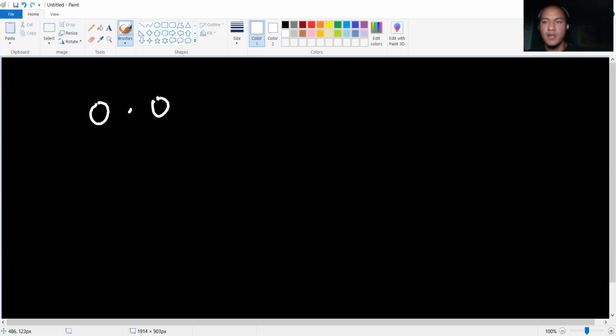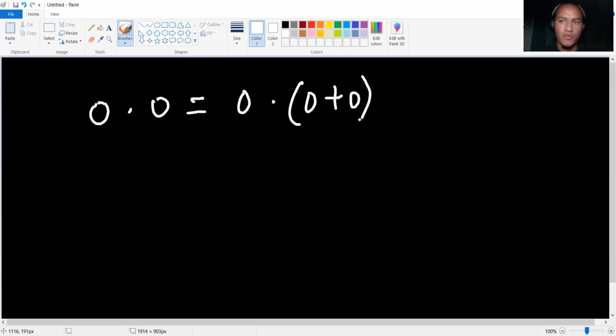The additive identity is 0. For example, 7 plus 0 is 7. Anything plus 0 is anything. It's the same thing, basically. Josie plus 0 is Josie. 0 plus 0 is 0. Okay? We add 0 to the additive identity, and we get 0. That's basically it. So I can rewrite this as 0 times 0 plus 0, because 0 plus 0 is 0.